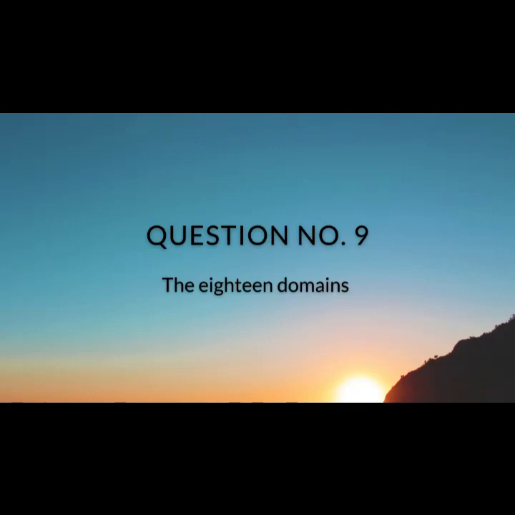Gerard, could you explain what the 18 domains are? The 18 domains comprise the 6 roots and 6 objects we have just seen, plus the 6 consciousnesses. We will therefore analyze the relationship between roots, objects, consciousness, and then briefly summarize the 6 consciousnesses.